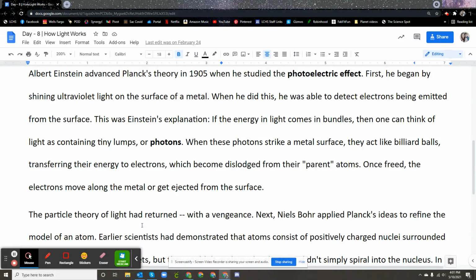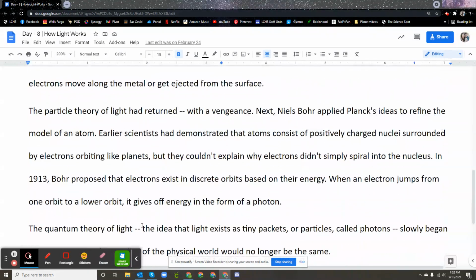This was Einstein's explanation. If the energy in light comes in bundles, then one can think of light as containing tiny lumps or photons. When these photons strike a metal surface, they act like billiard balls, transferring their energy to electrons, which become dislodged from their parent atoms. Once freed, the electrons move along the metal or get ejected from the surface. The particle theory of light had returned with a vengeance.